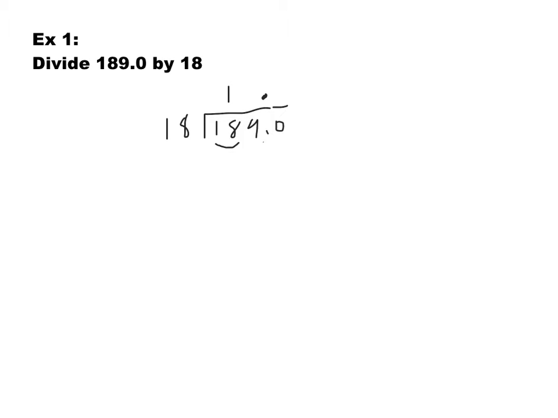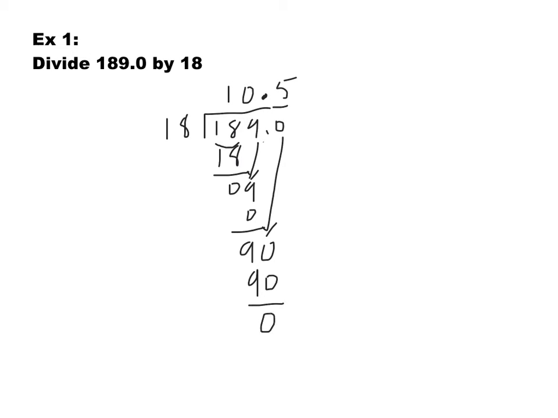1 times 18 gives me 18. 18 minus 18 is 0. Then I bring 9 down. 9 divided by 18, it's not divisible. So I put a 0 here. Then 0 times 18 gives me 0. 9 minus 0 is 9. Now I bring 0 down. I get 90. 90 divided by 18 gives me 5, which is 90. 90 minus 90 is 0. So 189.0 divided by 18 gives me 10.5.